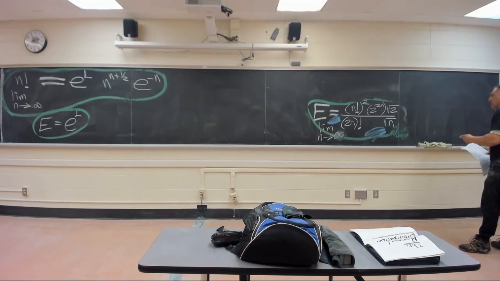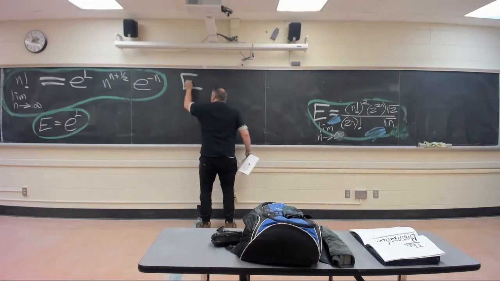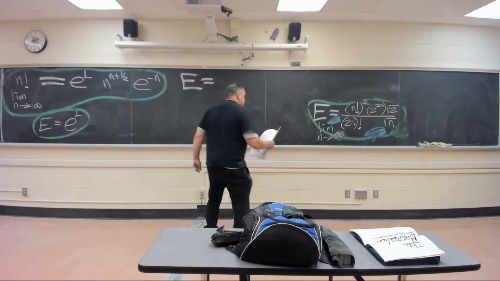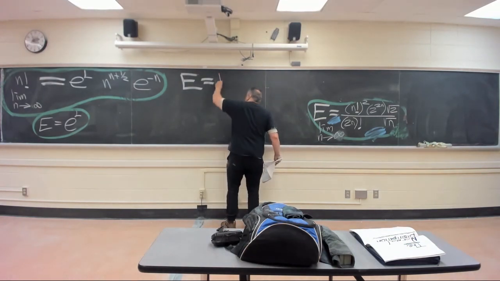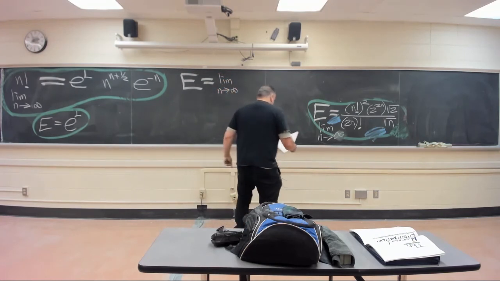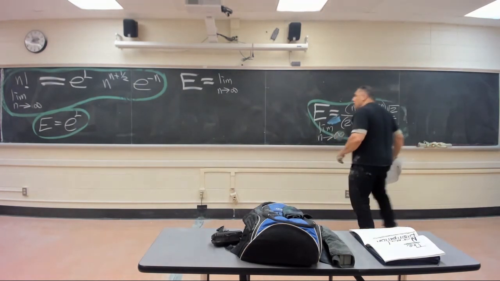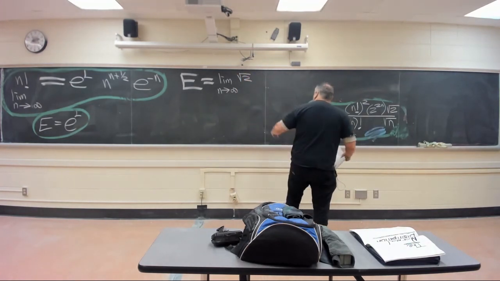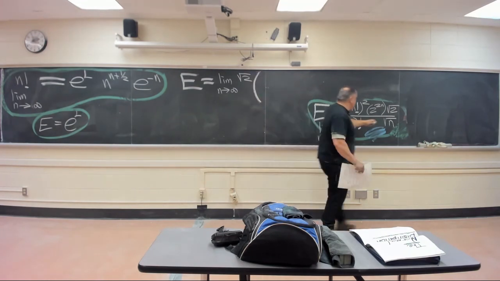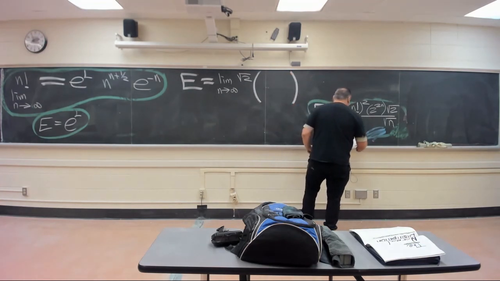Now we know that E is going to be equal to the limit as n goes to infinity. I'm going to pull the square root of 2 out of here. You know, there was a square root of 2 there. There it is. In fact, here it is. That ain't going to change. I'll pull the square root of 2 out of there.